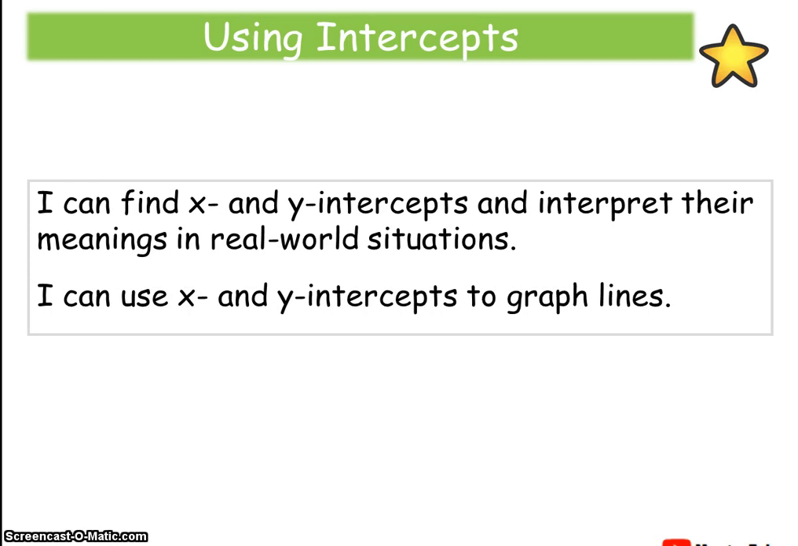Your I can statements are listed. I can find x and y intercepts and interpret their meanings in real-world situations, and I can use x and y intercepts to graph lines.